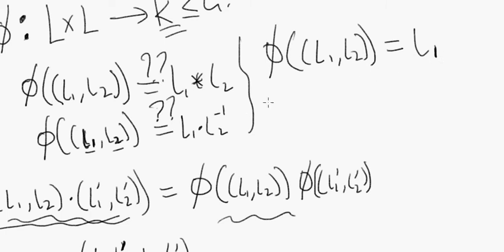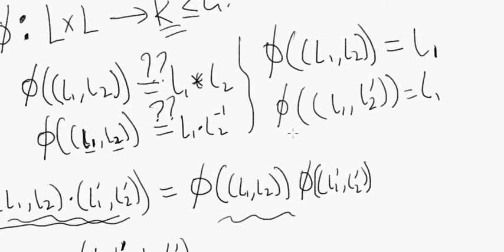Because if phi of L1 L2 is L1, we also have that phi of, let's say, L1 times some other element L2' is still going to equal L1. So this is kind of like a projection, you can think of it. They usually call it a projection, but still, even this is not injective. We have two different elements, L1 L2 and L1 L2', giving us the same element. So if a function is not injective, how can it be an isomorphism? Just setting it equal to L1 or L2 doesn't seem to work either.